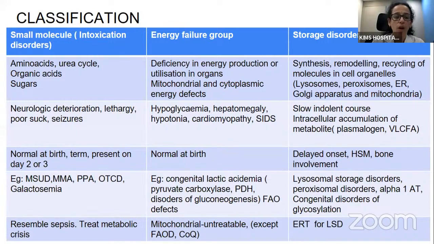This can be amino acid based disorders, urea cycle disorders, organic acidemias, and disorders related to the metabolism of sugars. In this group, the child will be normal at birth, but presents early, on day 2 or day 3 of life, with neurological deterioration, lethargy, seizures, hypotonia, poor suck, and feeding difficulties. Examples are maple syrup urine disease, methylmalonic acidemia, propionic acidemia, ornithine transcarbamylase deficiency, galactosemia, etc.